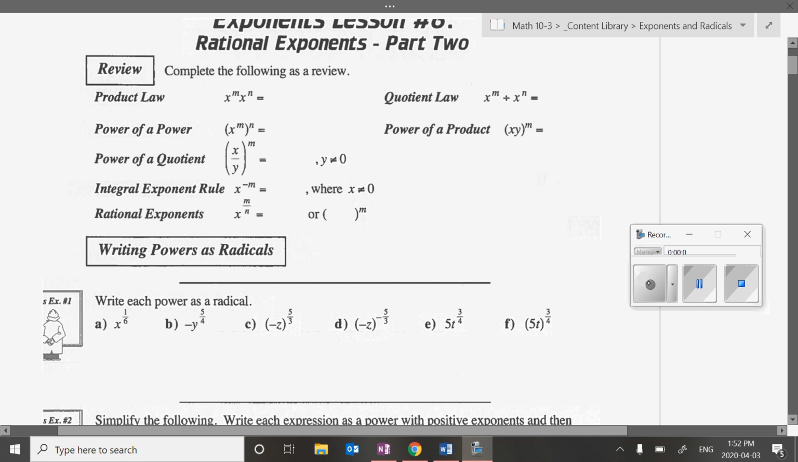Today we're going to do lesson 6 in our workbooks. This is page 99, and we're continuing on with rational exponents, so fraction exponents. Before we get there, let's start with review.